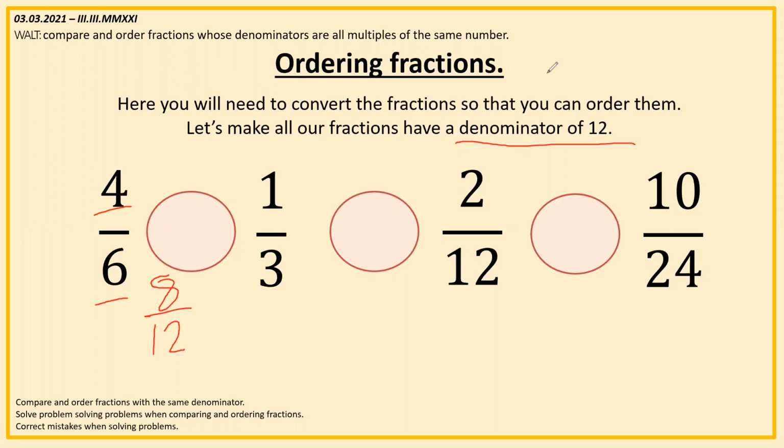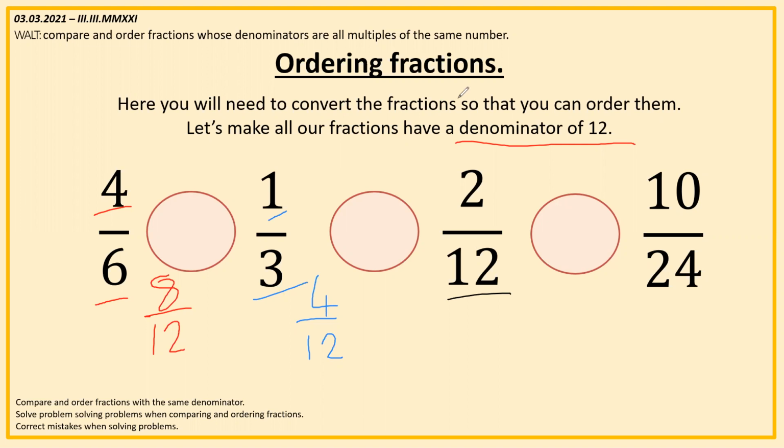Having a look at 1/3, how do I get from 3 to 12? Well, I know that 3 times 4 is 12, so I must multiply it by 4, which means I need to multiply my numerator by 4 as well. So 1 times 4 is 4. My next fraction is already in 12ths, so I can keep 2/12 as it is.